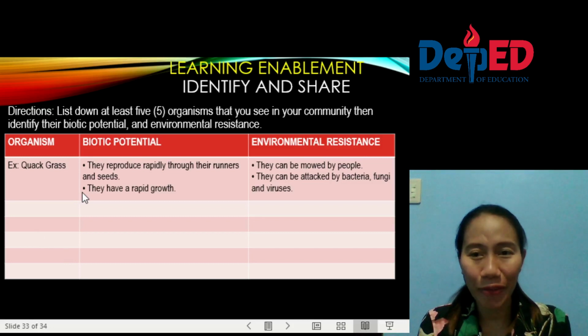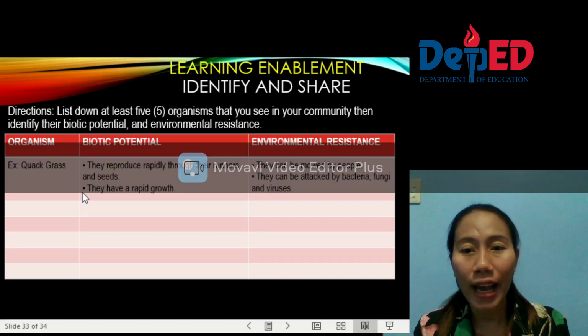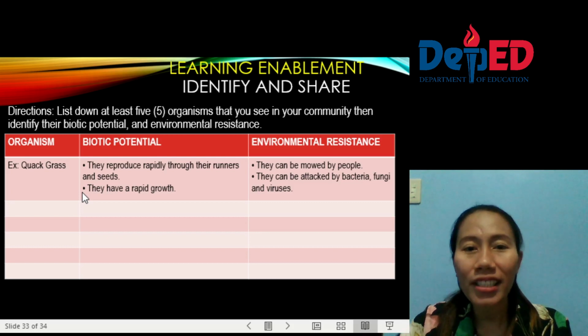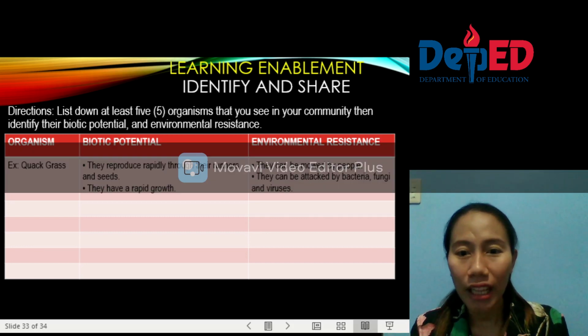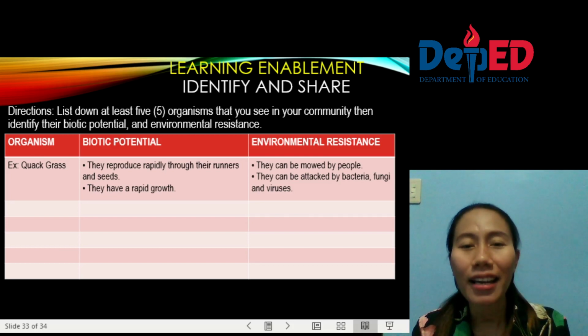Okay, at this point, let's have your learning enablement. This is actually your assignment. Now, for your assignment, you're going to list down at least 5 organisms that you see in your community and then identify their biotic potential and environmental resistance. So, first column for organism, second column for biotic potential, third column for environmental resistance. Okay, example there, quackgrass. Biotic potential, they reproduce rapidly through their runners and seeds, and they have rapid growth. Environmental resistance, they can be mowed by people and they can be attacked by bacteria, fungi, and viruses.